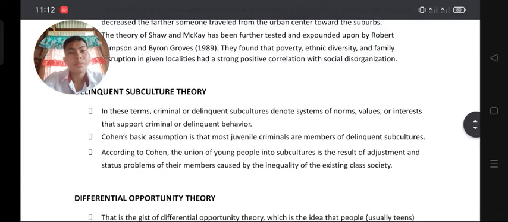The next is delinquent subculture theory. In these terms, a criminal or delinquent subculture denotes a system of norms, values, or interests that support criminal or delinquent behavior. Cohen's basic assumption is that most juvenile criminals are members of delinquent subcultures. According to Cohen, the union of young people into a subculture is a result of adjustment and status problems of their members caused by the inequality of the existing class society.